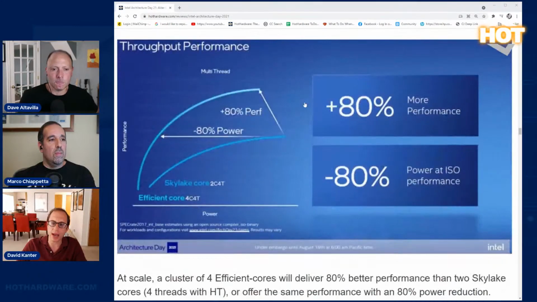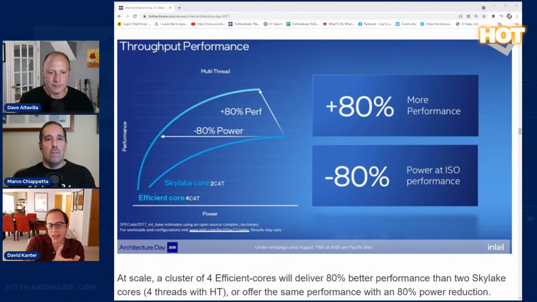So there's your money shot: 80% less power. So 4x less power, with the same performance or plus 80% performance. I mean, that's pretty impressive. And again, that's the low power side. You're looking at Skylake cores here, and they're talking 2 Skylake cores versus 4 efficient cores, but you have to remember Skylake's multi-threaded. So that's really 4 threads and 4 threads compared here.